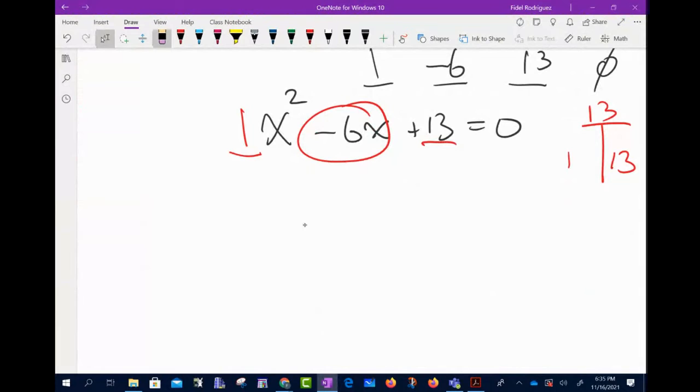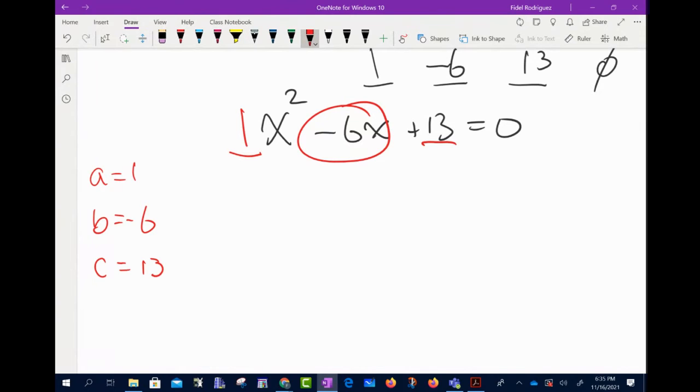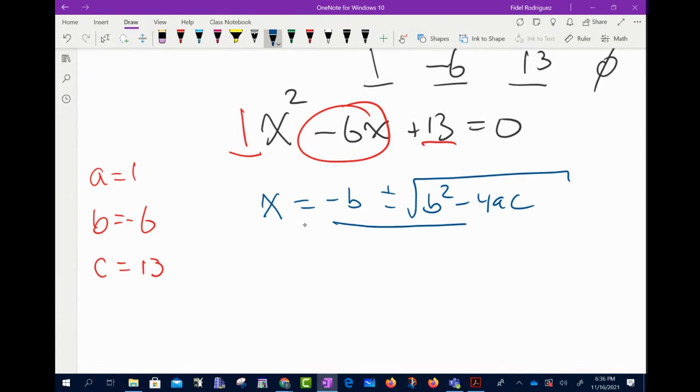What we're going to do then, y'all, since factoring is not going to work here, we're going to use the quadratic formula. Okay, remember my A is 1, my B is a negative 6, and my C is a 13. Okay, and I'm going to write down my formula right here. X equals negative b plus or minus the square root of b squared minus 4ac, all over 2 times a.